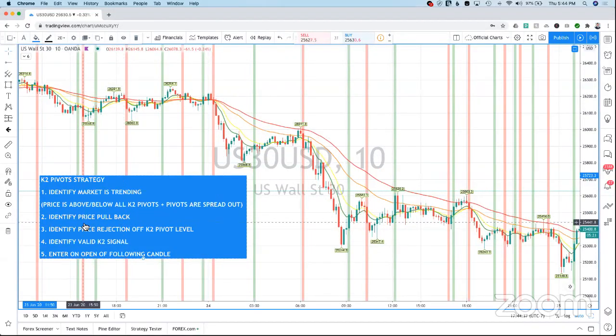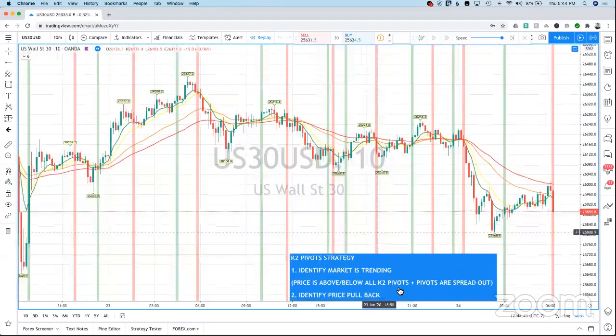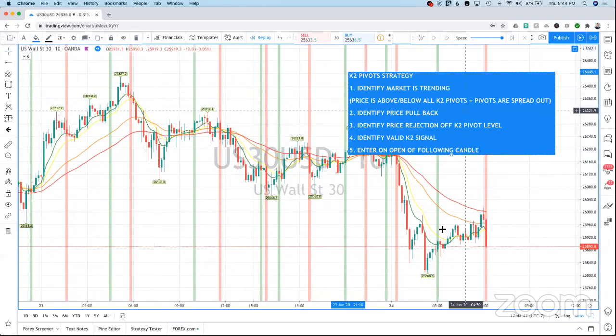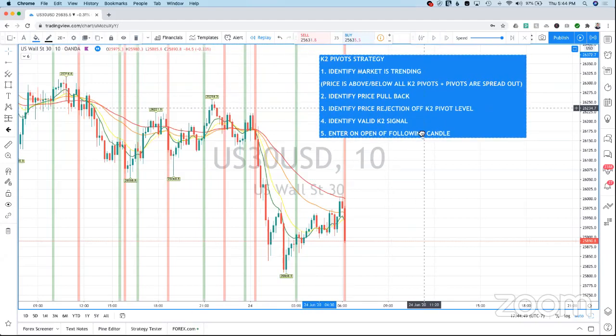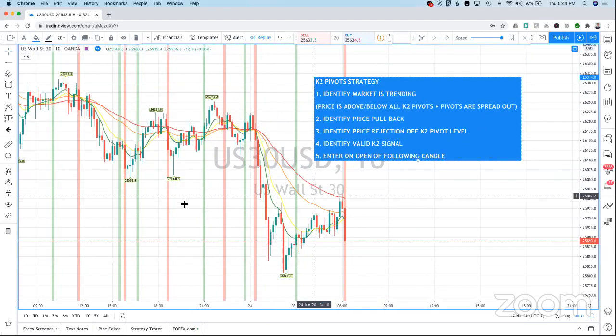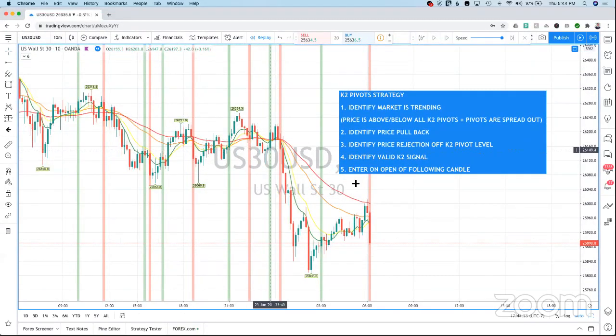So we identified the market is trending downwards. I'll just rewind this so it's easier to see. We identified that the market was trending downwards because it's clean. This isn't clean right here, guys. So this is what I mean by pivots are spread out. They're spread out like a ribbon. So we have level 1, level 2, level 3, and level 4.